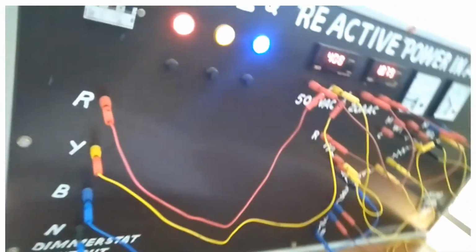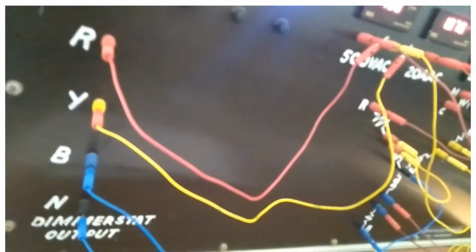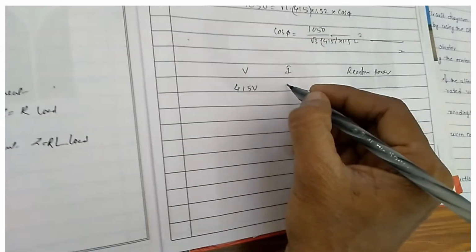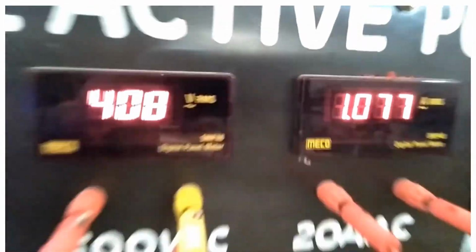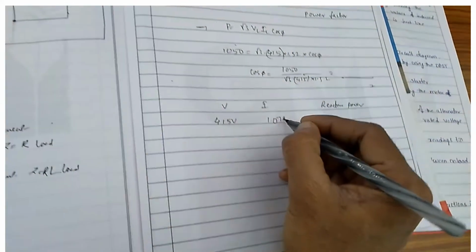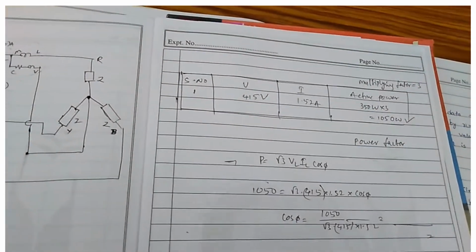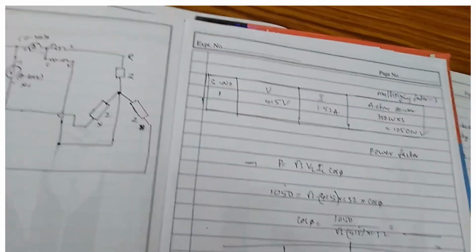So you can consider these readings as the reactive power measurement in the given circuit. Let us draw the same table columns here: voltage, current and reactive power. Let us write here, voltage is 415 volts, current is 1.078 amperes, and the reactive power here is, let's take 350 VAR. Here there is no multiplying factor. Here also we are going to take only one reading.